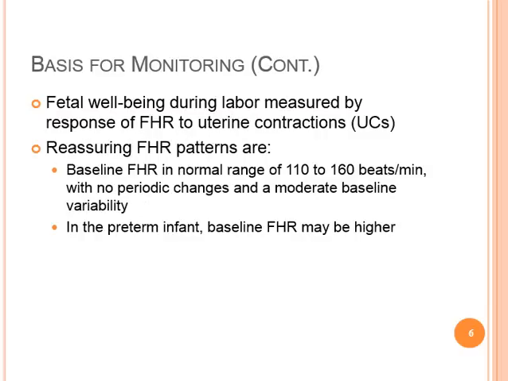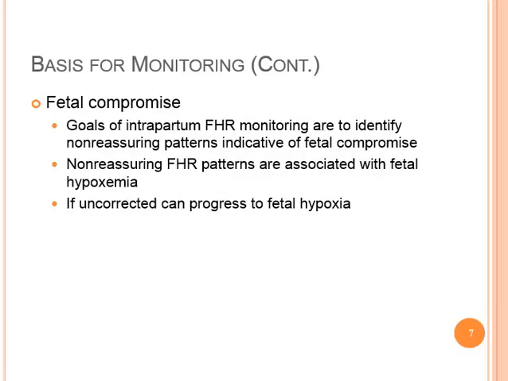Fetal well-being during labor is measured by the response of the fetal heart rate to uterine contractions. Reassuring fetal heart rate patterns are: there's a baseline of the fetal heart rate in the normal range of 110 to 160 beats per minute with no periodic changes or decelerations, and a moderate baseline variability. In the preterm infant, baseline fetal heart rate may be a little bit higher than the normal 110 to 160 beats per minute.